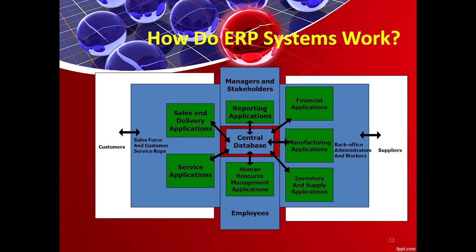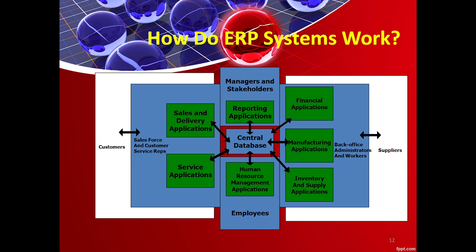So how does an ERP system work? Let us first see this diagram, wherein we have the central database as the central information system, from which the integration is done, with inputs coming from various departments like sales and delivery application, service application, human resource management application, inventory and supply chain application, manufacturing application, financial application and reporting application. The sales and delivery application relates to the distribution and marketing aspect.